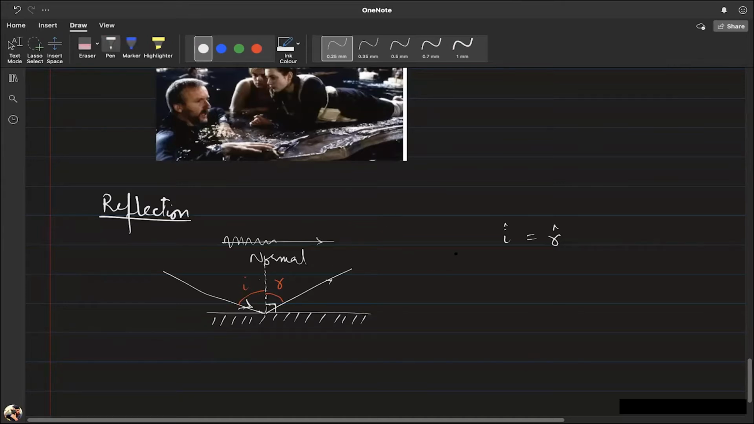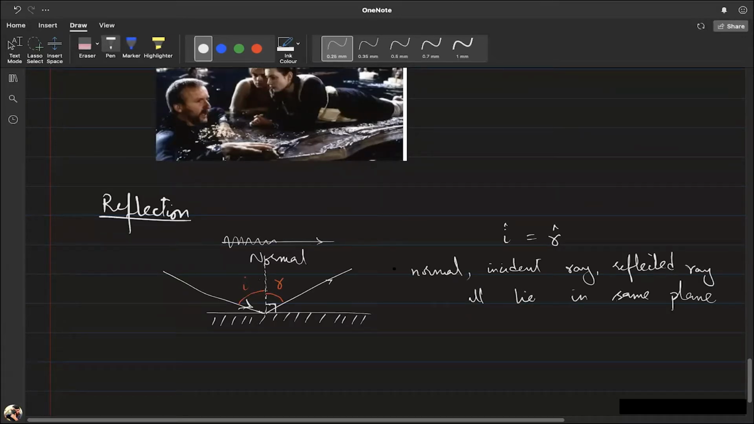screen. Aisa nahi hota. So we say that the incident ray, reflected ray, and normal all lie in the same plane. What it's supposed to tell me is that there is no rotation of any kind happening. So not only is the incident angle the same as the reflected angle, there's no rotation happening, which means कि वो wave आएगी और उसी तरह से वापस चली जाएगी. ठीक है? So that's reflection.